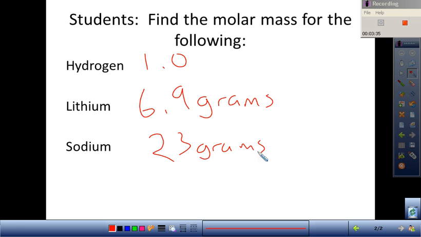That's the molar mass. So if I have an equal number of these atoms, they're all going to weigh different. My largest one, sodium, is going to weigh the most, because it's the largest.